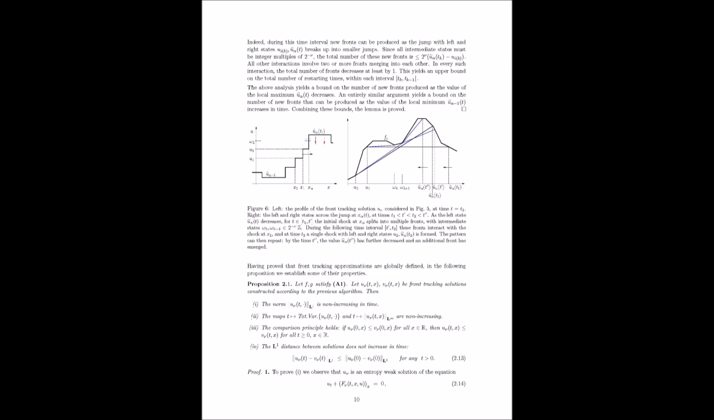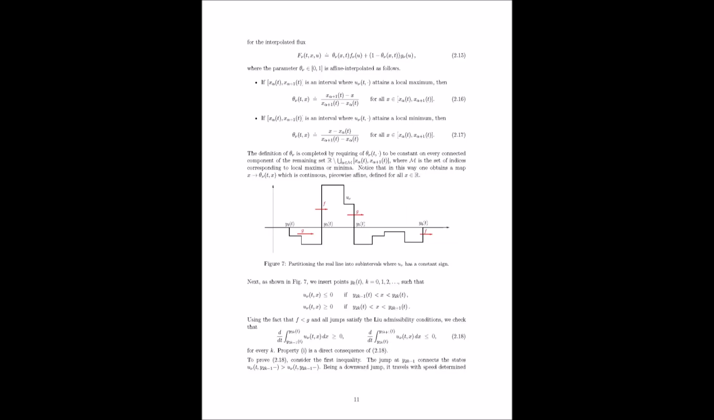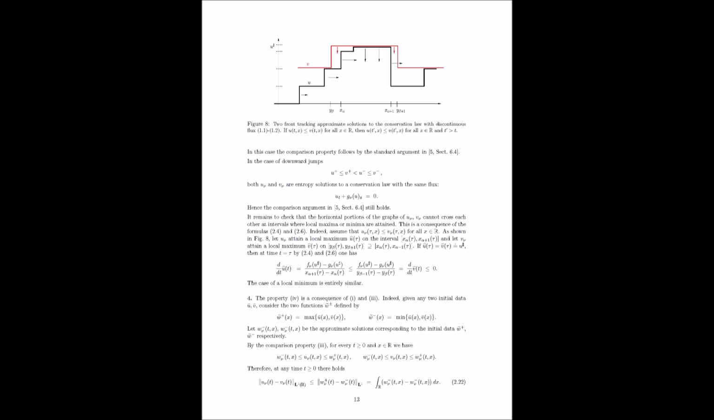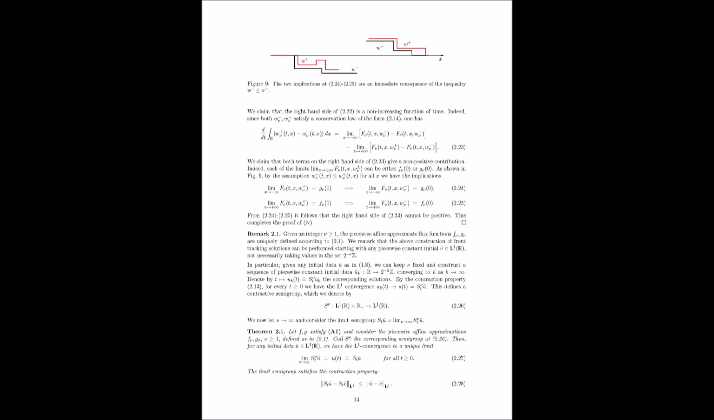One crucial observation they make is that upward and downward jumps never cancel each other out, unlike in standard front tracking scenarios. Why is that? Because of the unique behavior of this conservation law. The rate at which local maxima decrease and minima increase becomes infinitely large as the interval shrinks, ensuring that a jump vanishes before the interval collapses. The system prevents those jumps from getting too close and annihilating each other.